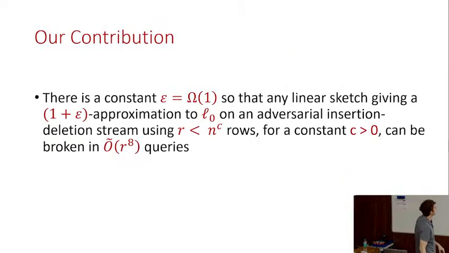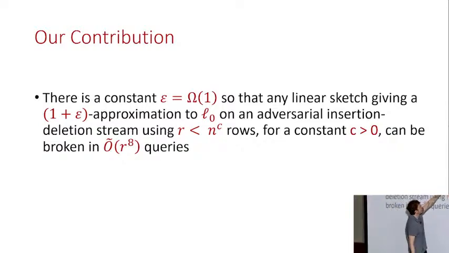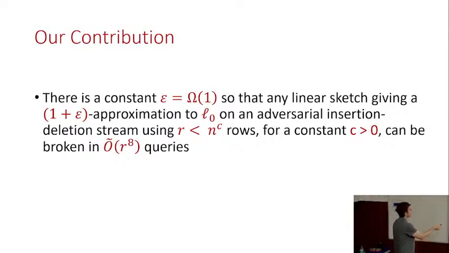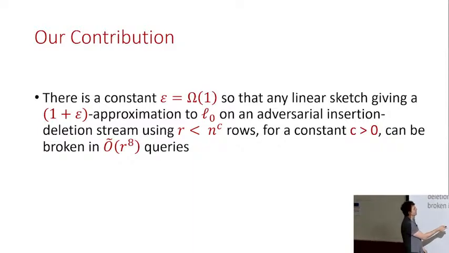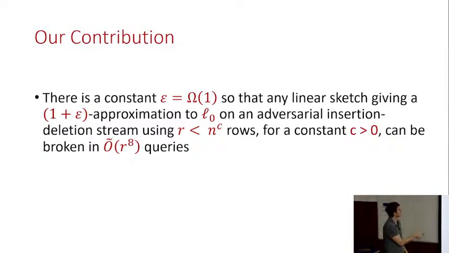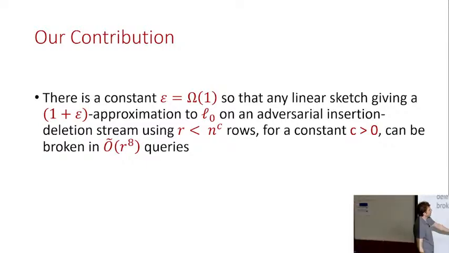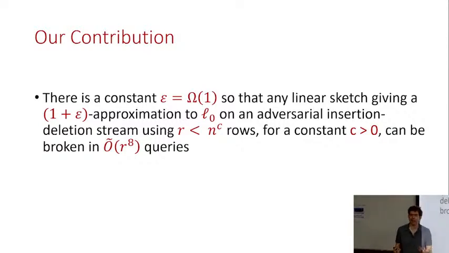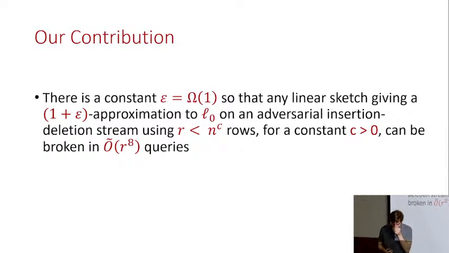Our contribution is we show that there is some fixed constant epsilon. It's a lower bound, so that any linear sketch which gives this constant approximation to the number of distinct elements on an adversarial insertion deletion stream, using a number r of rows in the sketch, which is not too close to n, so say at most n^0.1, can be broken with r^8 queries. Okay, so this is an attack that can break any such sketch. So any streaming algorithm in this adversarially robust model.